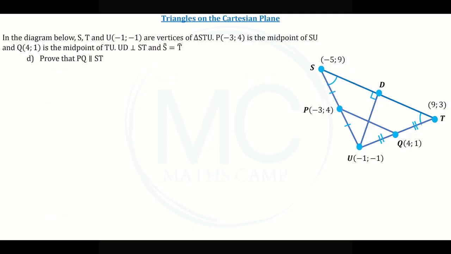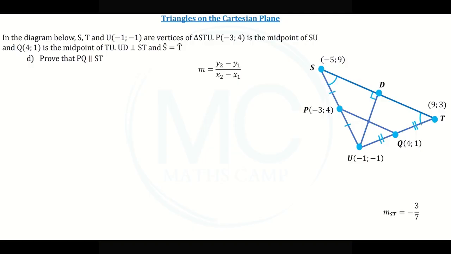Prove that PQ is parallel to ST. If PQ is parallel to ST, then these lines will have the same gradient. In part B, we found the gradient of line ST is negative 3/7. So let's make a note of this down here. So to prove these lines are parallel, all we need to do is use the gradient formula to show the gradient of PQ is also negative 3/7.